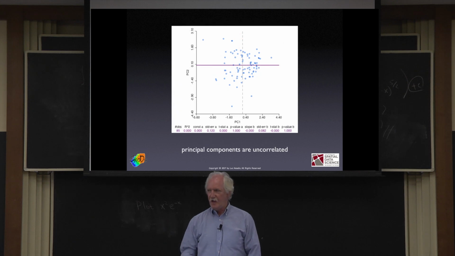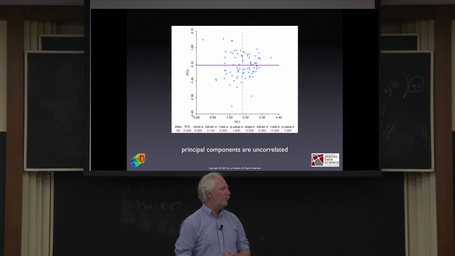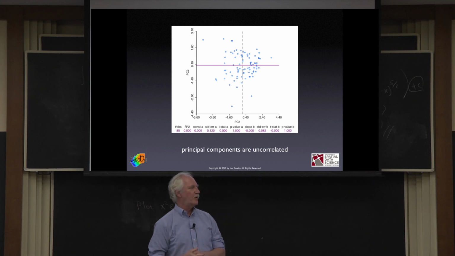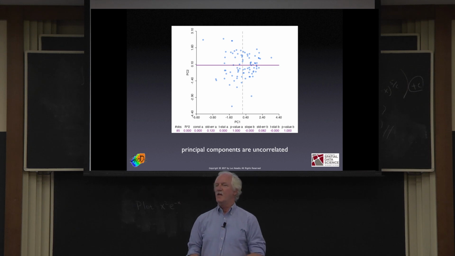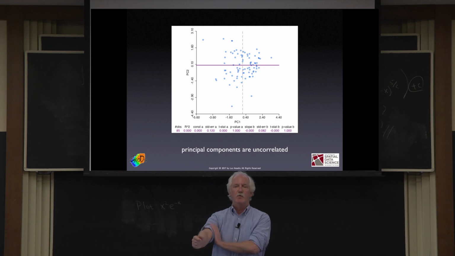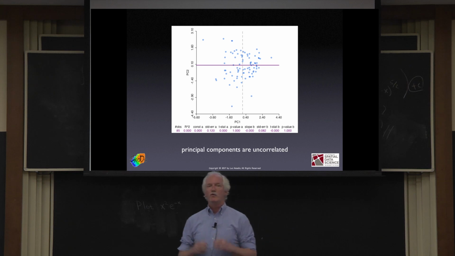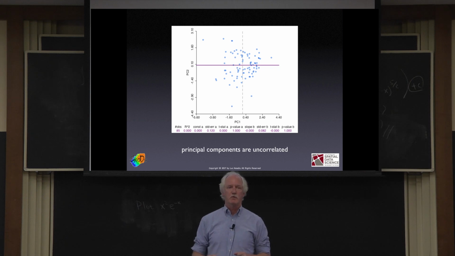Then I promise this, they are uncorrelated. So if you do a scatter plot of one component, the first component against the second component, the slope of the linear fit is 0. Set it up that way. Okay. So if you want, like in a multicollinearity problem, you want 2 variables that are totally uncorrelated, principal components is your solution.